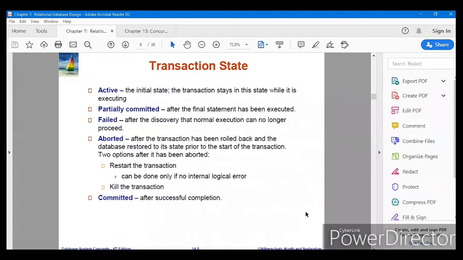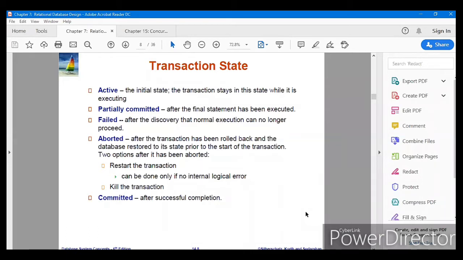So there are different types of transaction states: active, partially committed, failed, aborted, and committed. Similar to the operating system, where we have a ready state, a running state, a waiting state, a start state and an end state, in DBMS transactions also we have the active state; partially committed, after the final statement has been executed but still not fully committed; failed, after the discovery that normal execution can no longer proceed; aborted, after the transaction has been rolled back and the database restored to its state prior; and last, the committed state, meaning after successful completion.